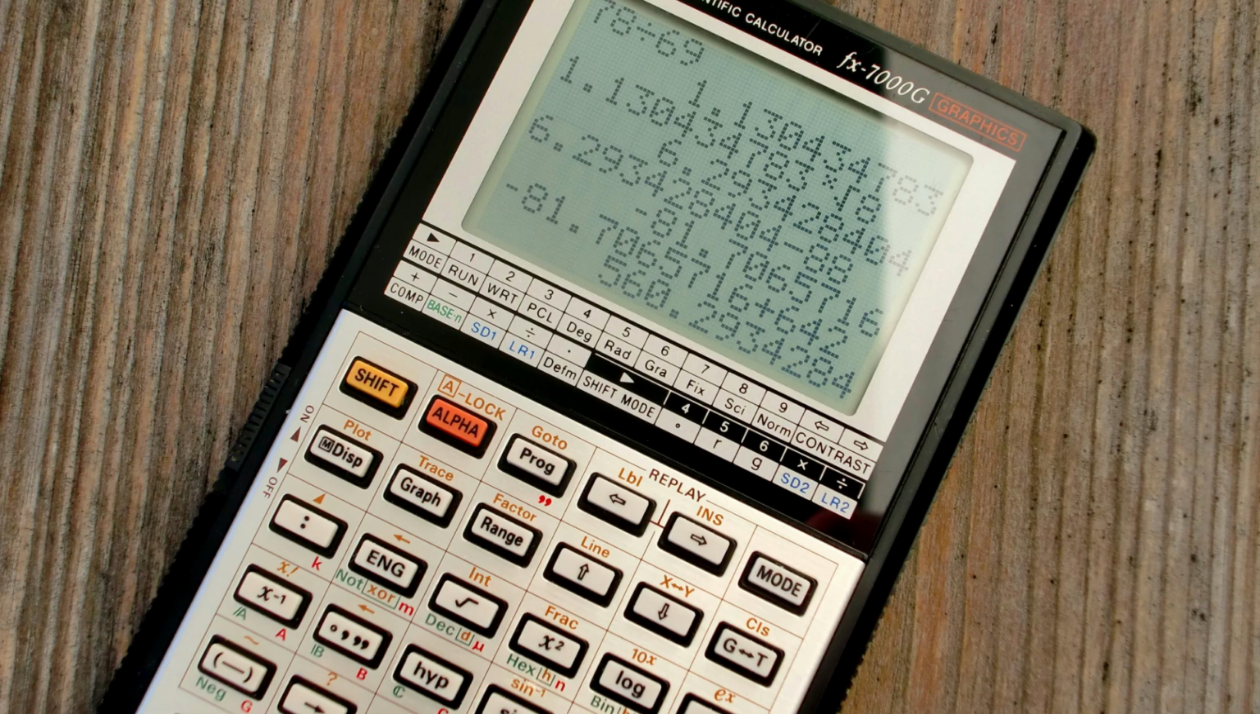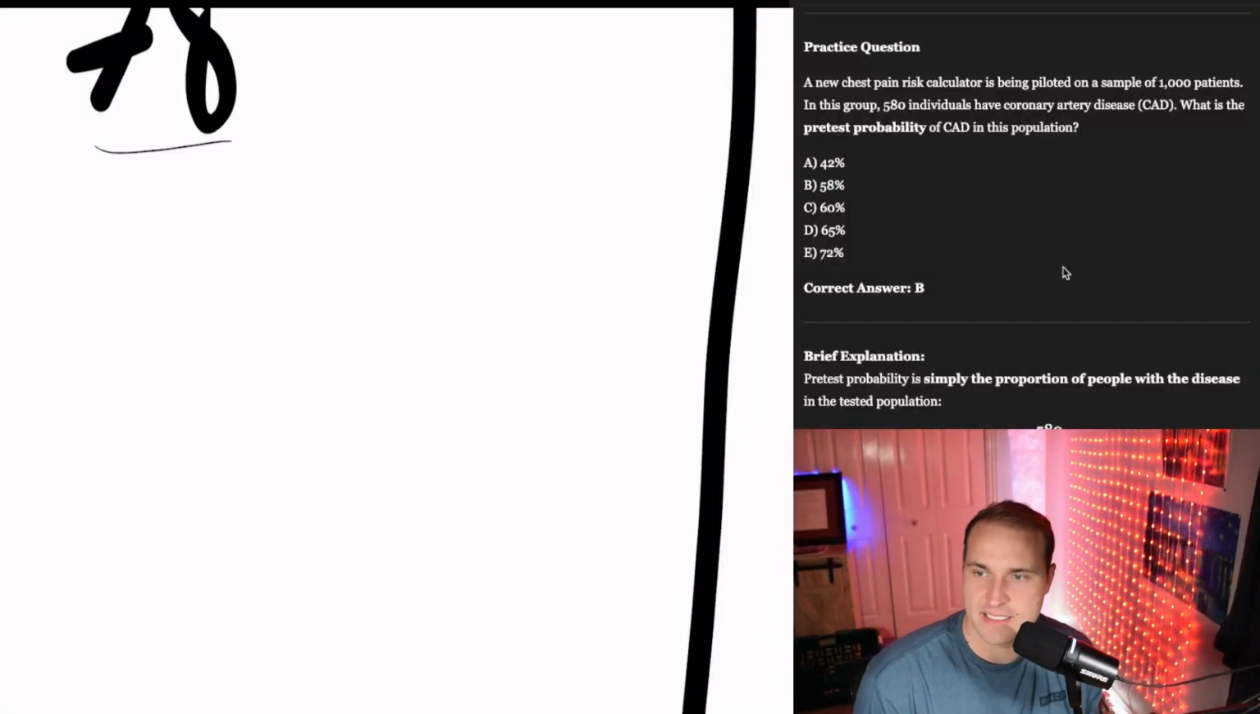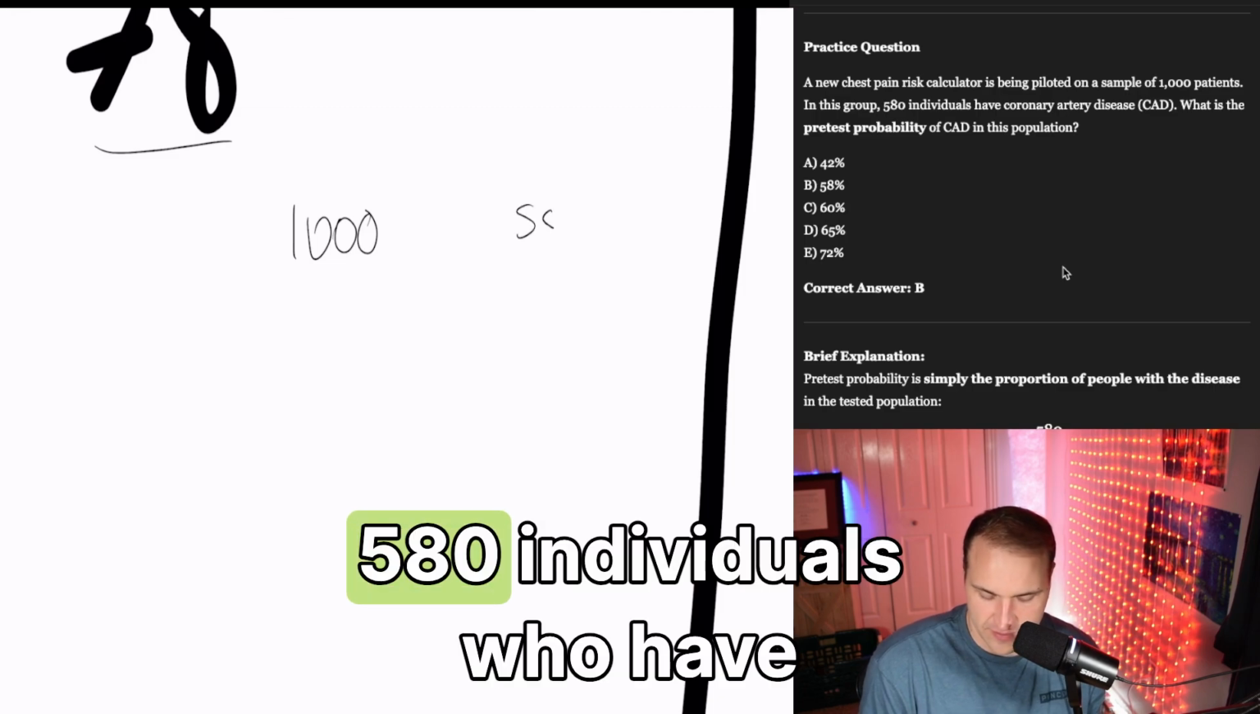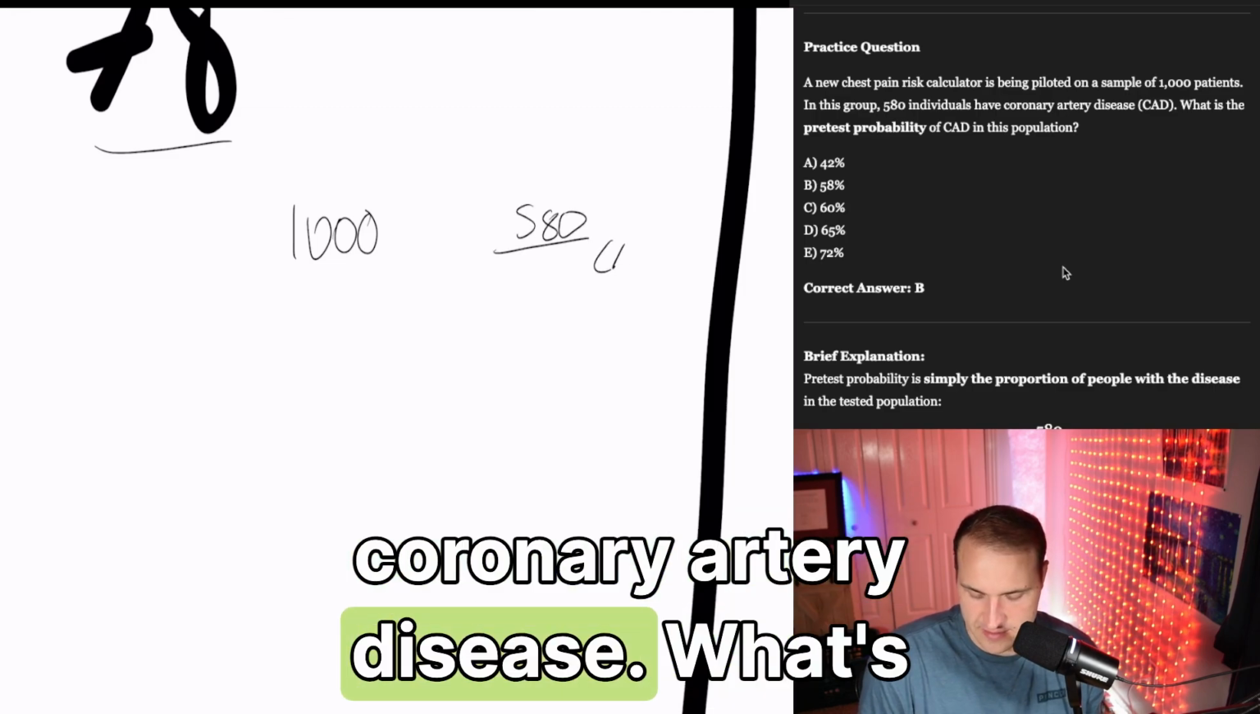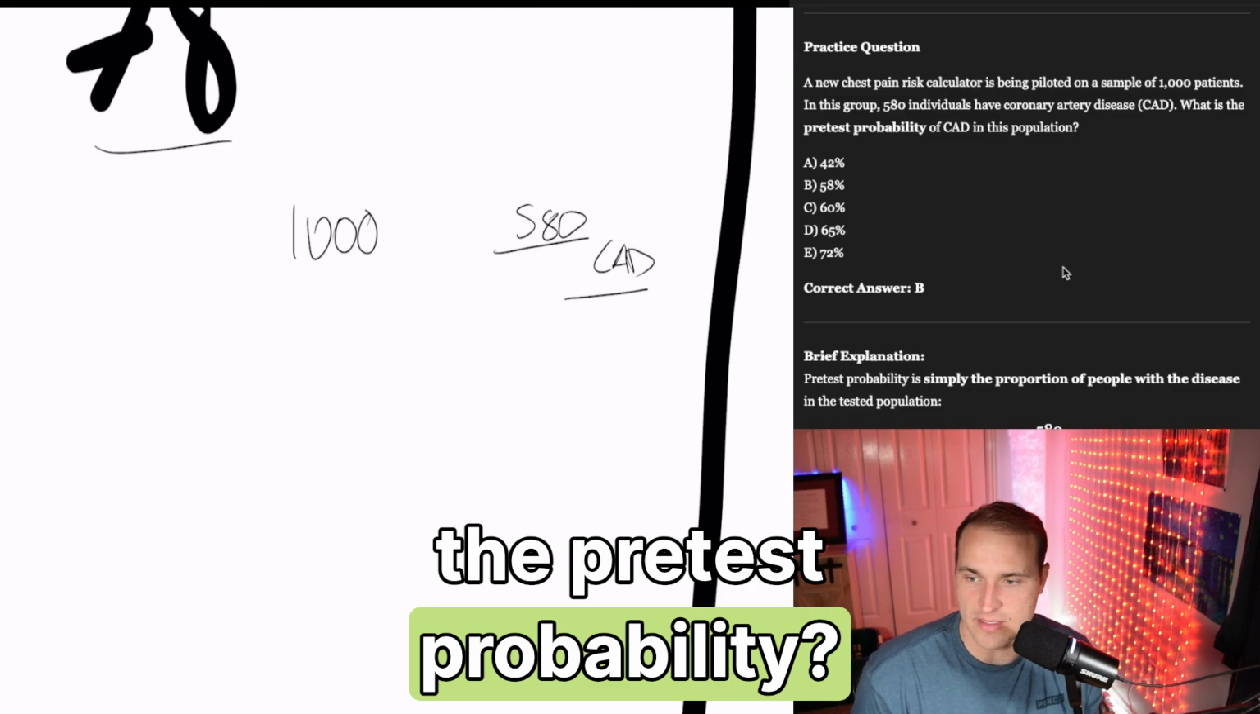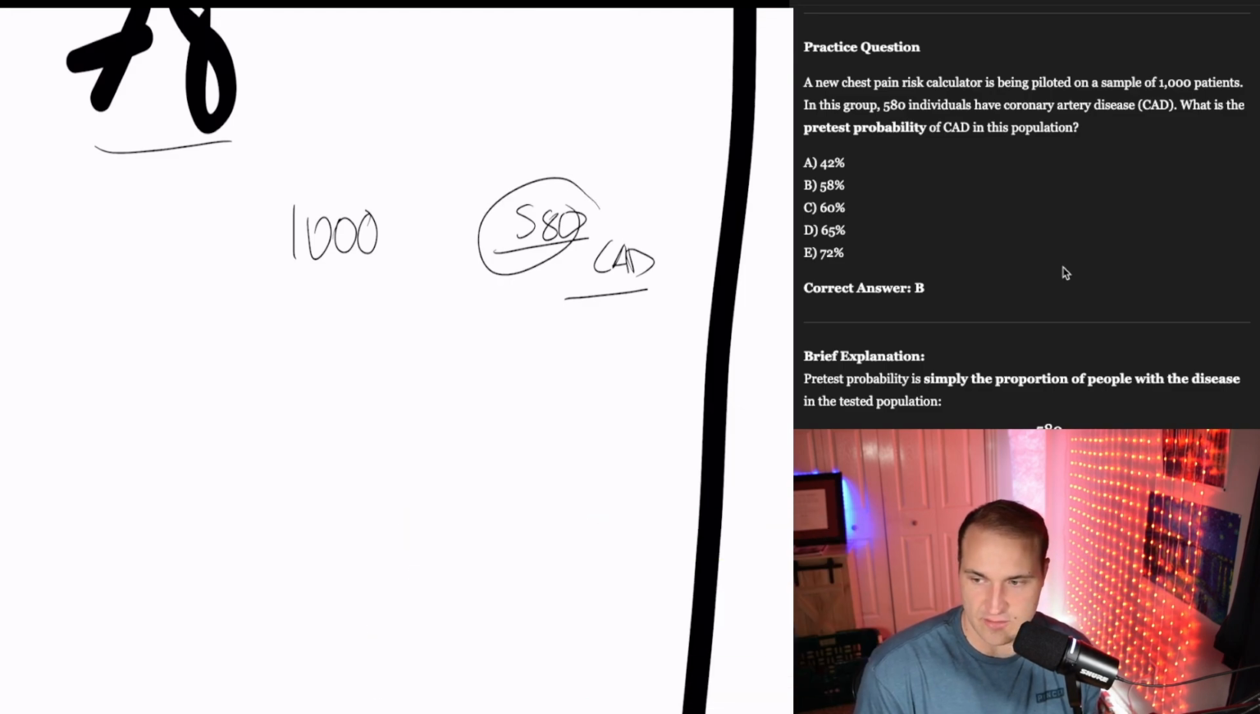All right, next we got a statistics question here. A new chest pain risk calculator is being piloted at a sample of 1,000 patients. In this group, we have 580 individuals who have coronary artery disease. What's the pretest probability? Well, it's just going to be super simple. It's that over that, so it's 58%. Not even kidding, that's how easy it is.